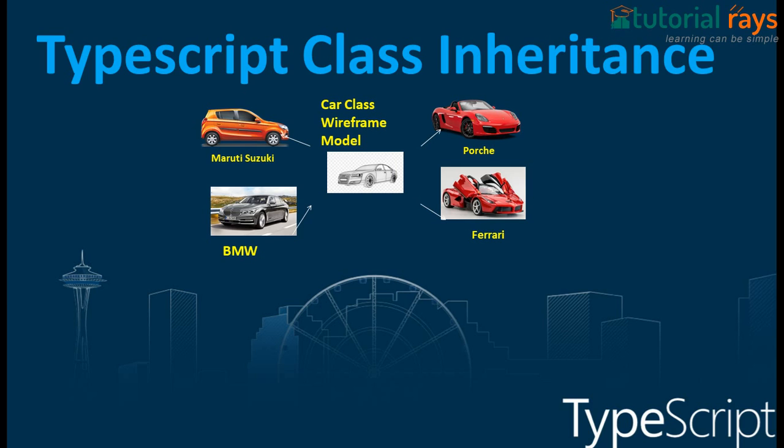So as I have mentioned in the previous video, inheritance is a feature in which the child class inherits the properties and methods of the base class. So in this example, this is our base class, the car class, and the Porsche, Ferrari, BMW, and Maruti Suzuki. These all cars are inheriting the feature of the base car class.